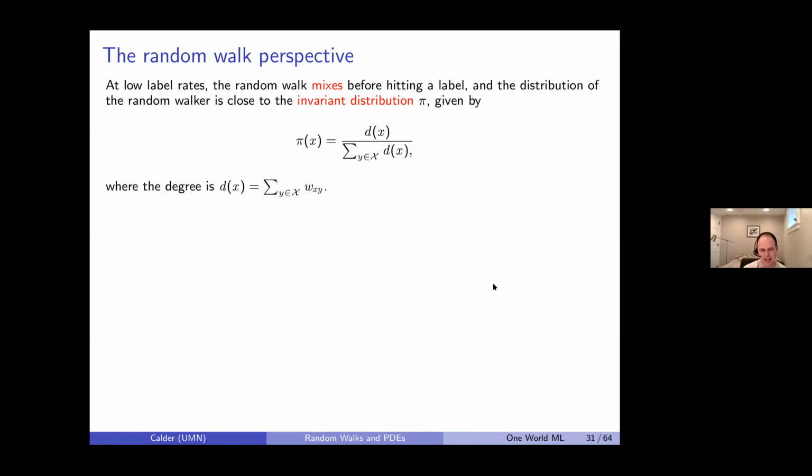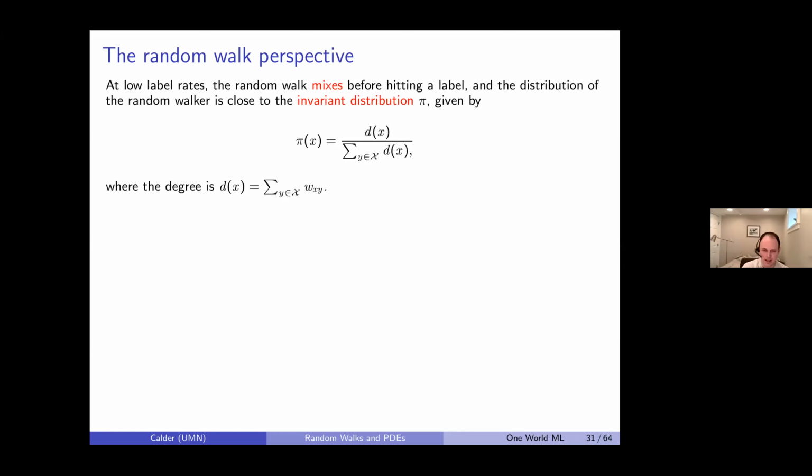So what's happening is that your random walker is taking too long to hit a labeled node. Its distribution is mixing, and basically converging to the invariant distribution over the graph before it hits a labeled node. The invariant distribution on a symmetric graph is just the degrees of the graph. So if you let the random walker walk for a long time, the probability of finding it at any given node is just the degree of that node scaled by the sum of all degrees to make it a probability distribution.